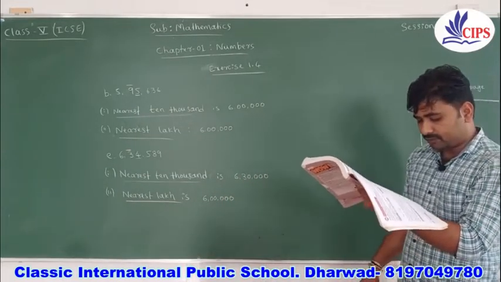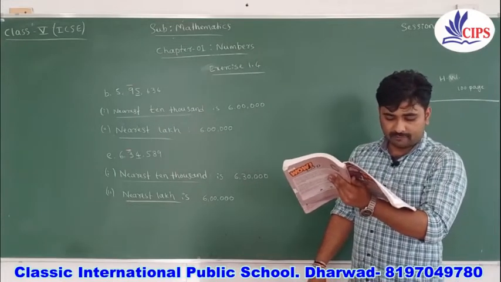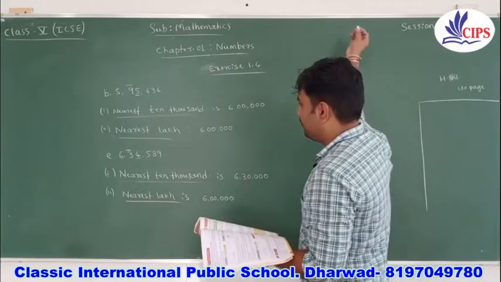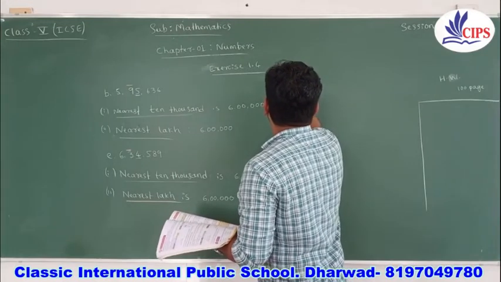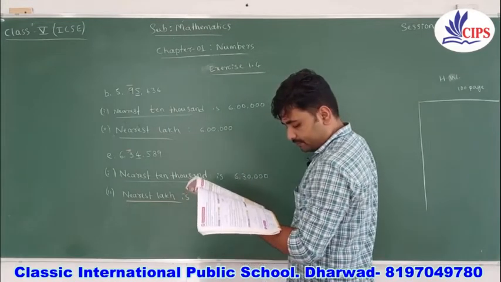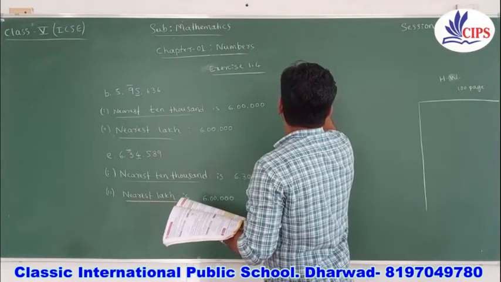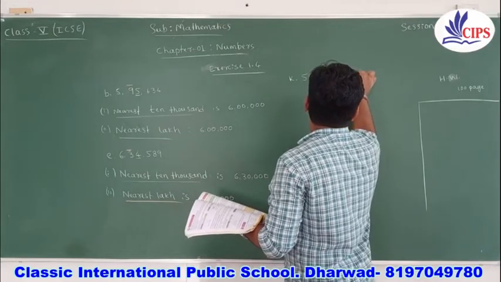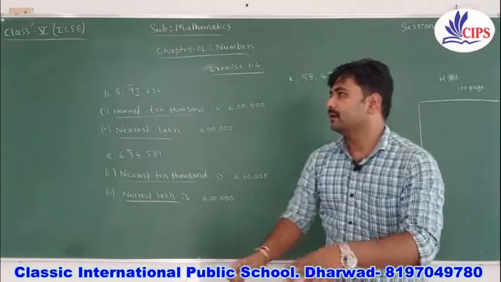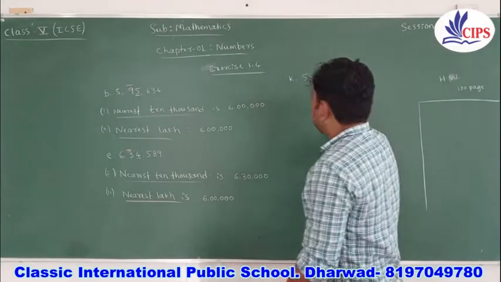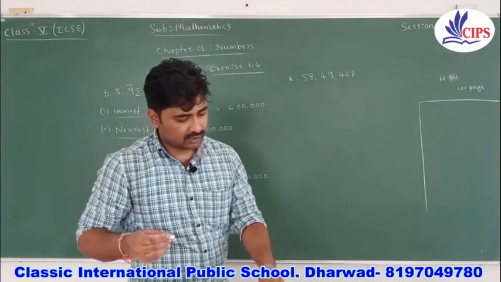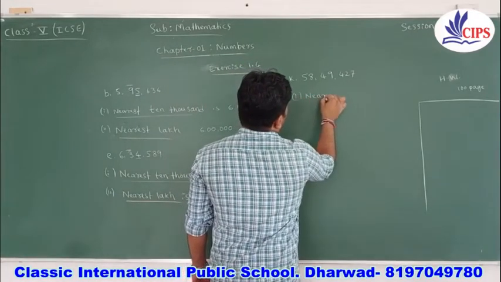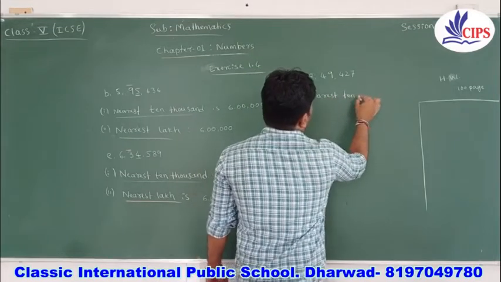Now I'm going to take the 1 crore place, but they have not given any crore place, so better I'll consider the 10 lakh place itself. Okay, K, we'll take about K. What is the number? 58,49,427 is the number. Now, first one, what do we want? We want nearest 10,000.